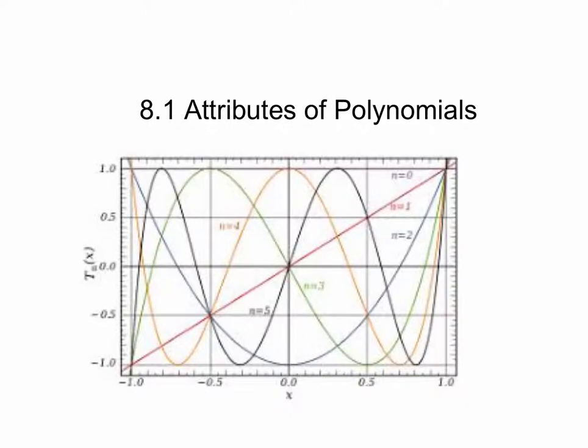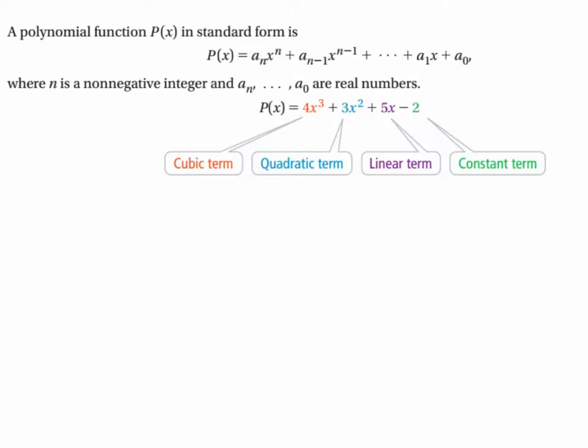Let's talk about some attributes of polynomials. First of all, a polynomial in standard form is written p of x equals a sub n x to the n, plus a sub n minus 1 x to the n minus 1, plus dot dot dot, plus a1 x plus a naught. You want to arrange them in descending order of power. So you take your highest power and go on down until you have x to the 0 or just 1.